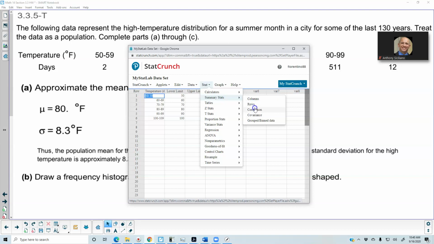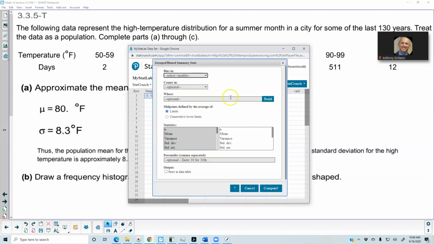Scroll to your right and go all the way to the bottom where you see grouped bin data. And then the bins in is going to be the classes, which represents the temperature. The counts in is going to be the frequency, which represents the days. And then we want to make sure that we select consecutive lower limits. So we're going to go ahead and do that. And then we're going to hit mean and control button for standard deviation.